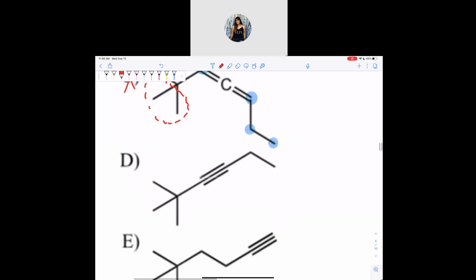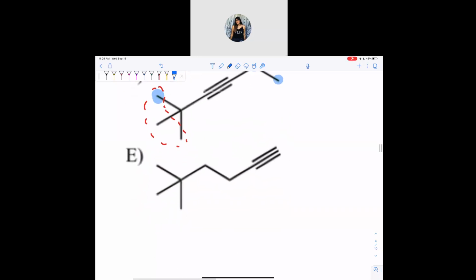Next up, again, we have some internal symmetry. And so this is 1 signal. Again, no signal here or here because of the triple bond. And then we have 2, 3. Okay, this could be the answer.